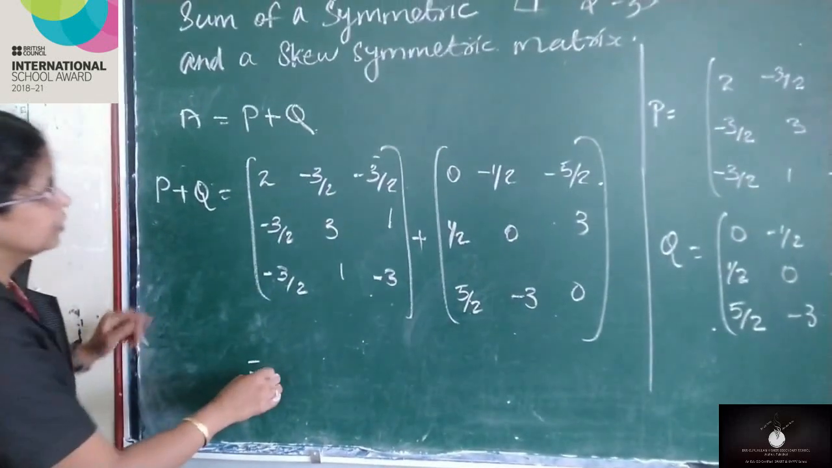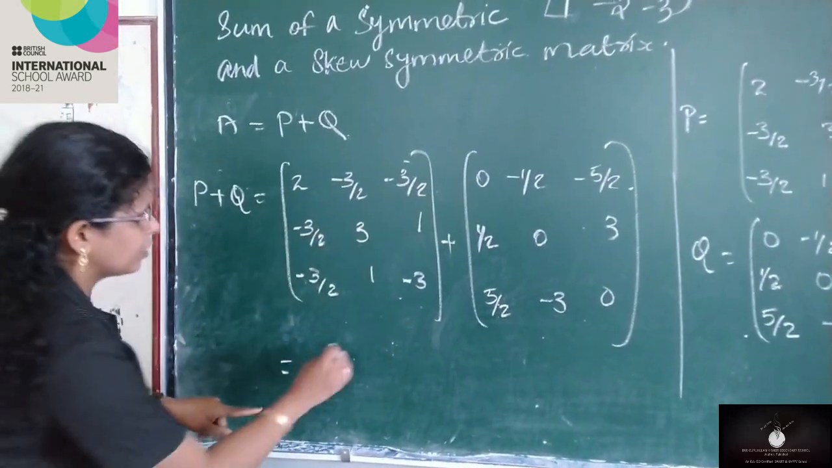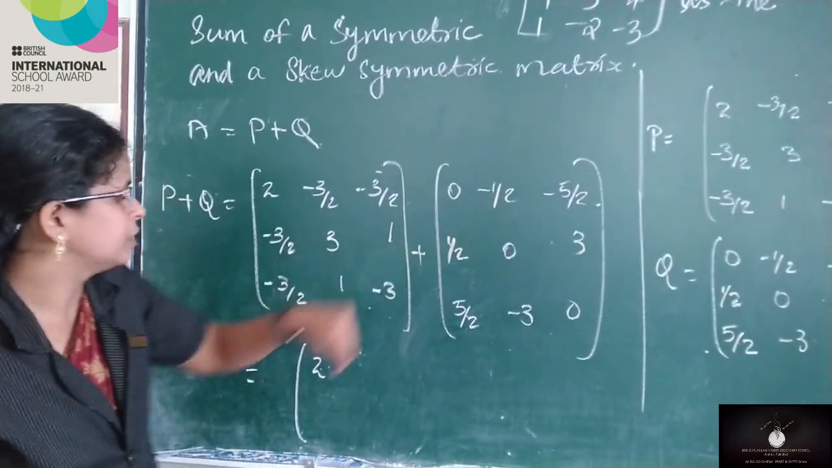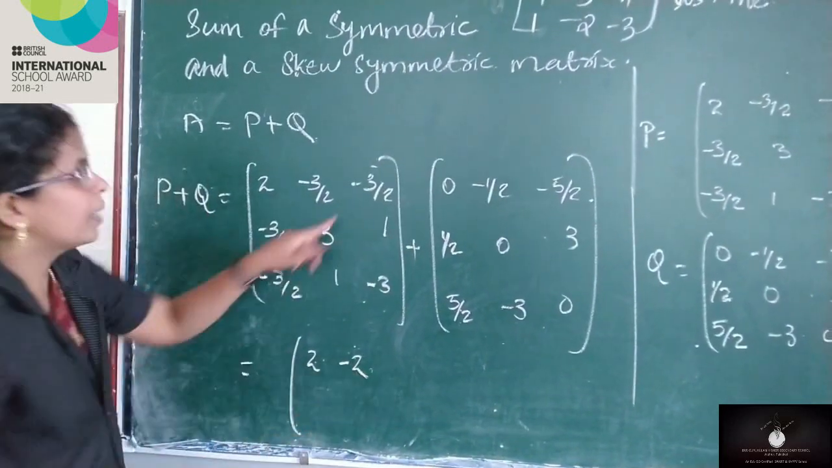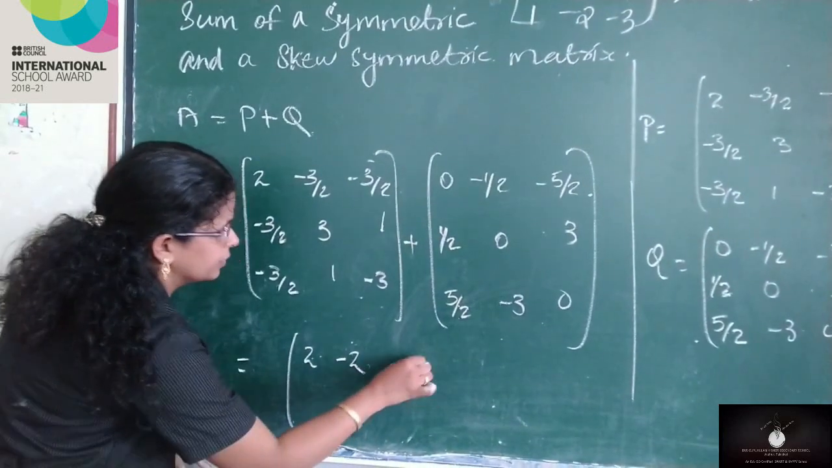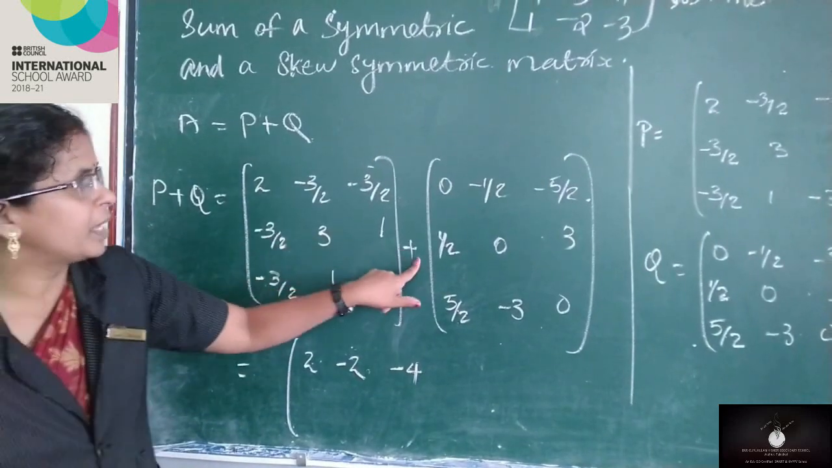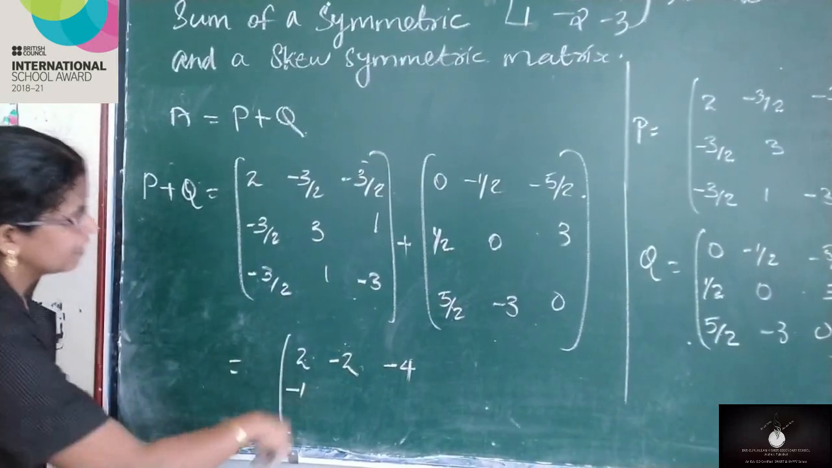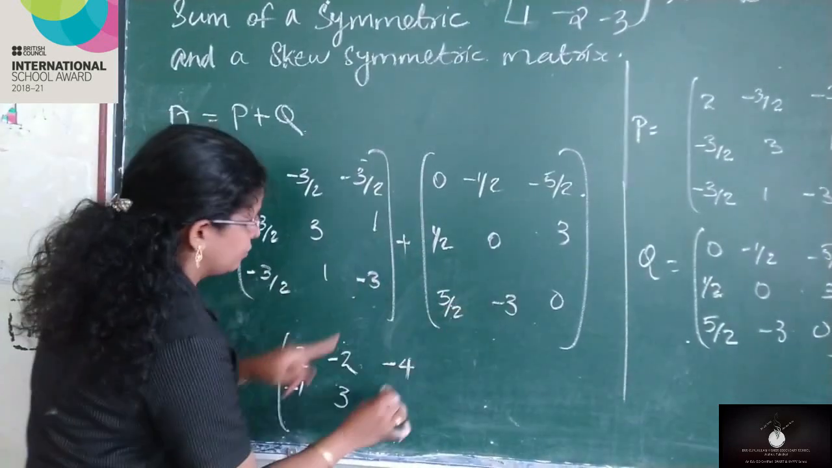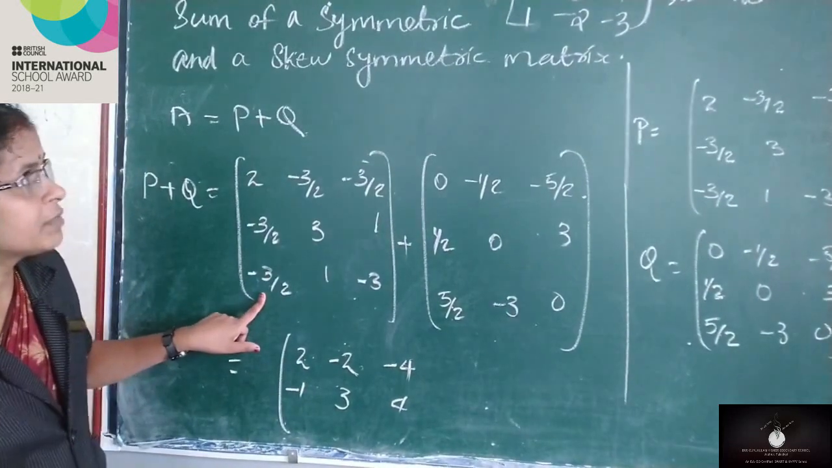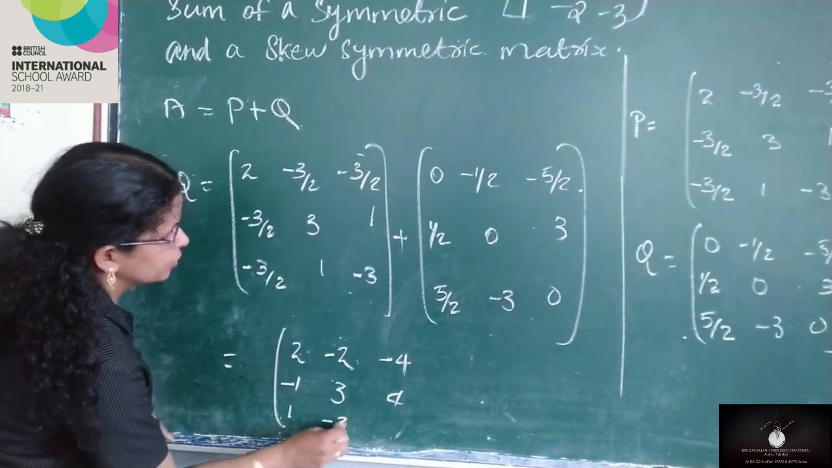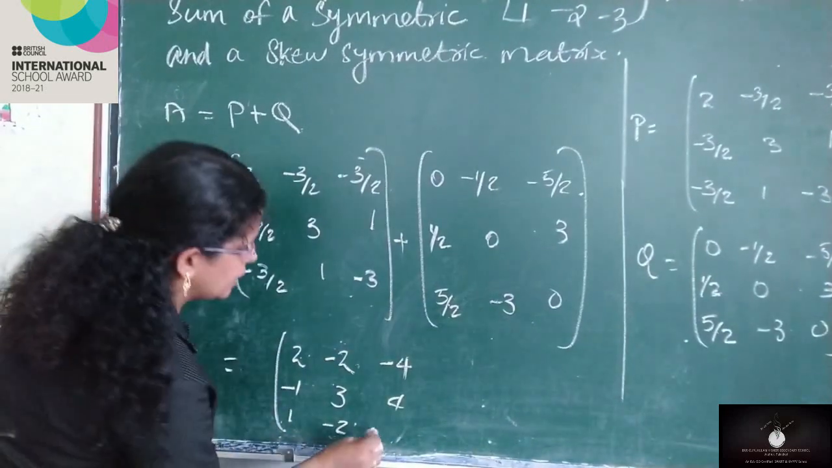So which is equal to? So 2 plus 0. 2 plus 0 is what? That is 2. Minus 3 by 2 minus 1 by 2, that means it will come minus 2. Minus 3 by 2 plus minus 5 by 2, it is minus 4. Minus 3 by 2 plus 1 by 2, it is minus 1. 3 plus 0, that is 3. 1 plus 3, 4. Minus 3 by 2 plus 5 by 2, that is 1. 1 plus minus 3, minus 2. Minus 3 plus 0, that is minus 3.